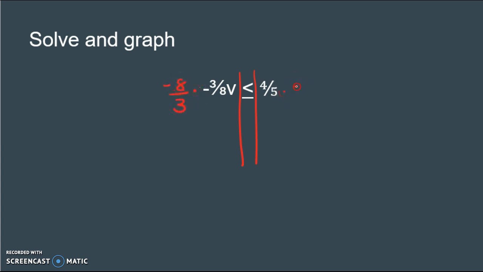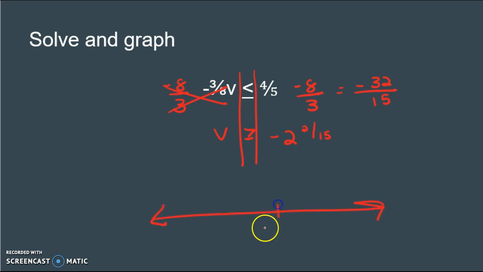I'm going to multiply by negative 8 over 3. Since I multiply by a negative, the first thing I'm going to do is flip my sign so I don't forget to do that. These cross out, I'm left with v, and then I have negative 8 times 4, which would be negative 32 over 15, which if I simplify that, that would be negative 2 and 2/15.